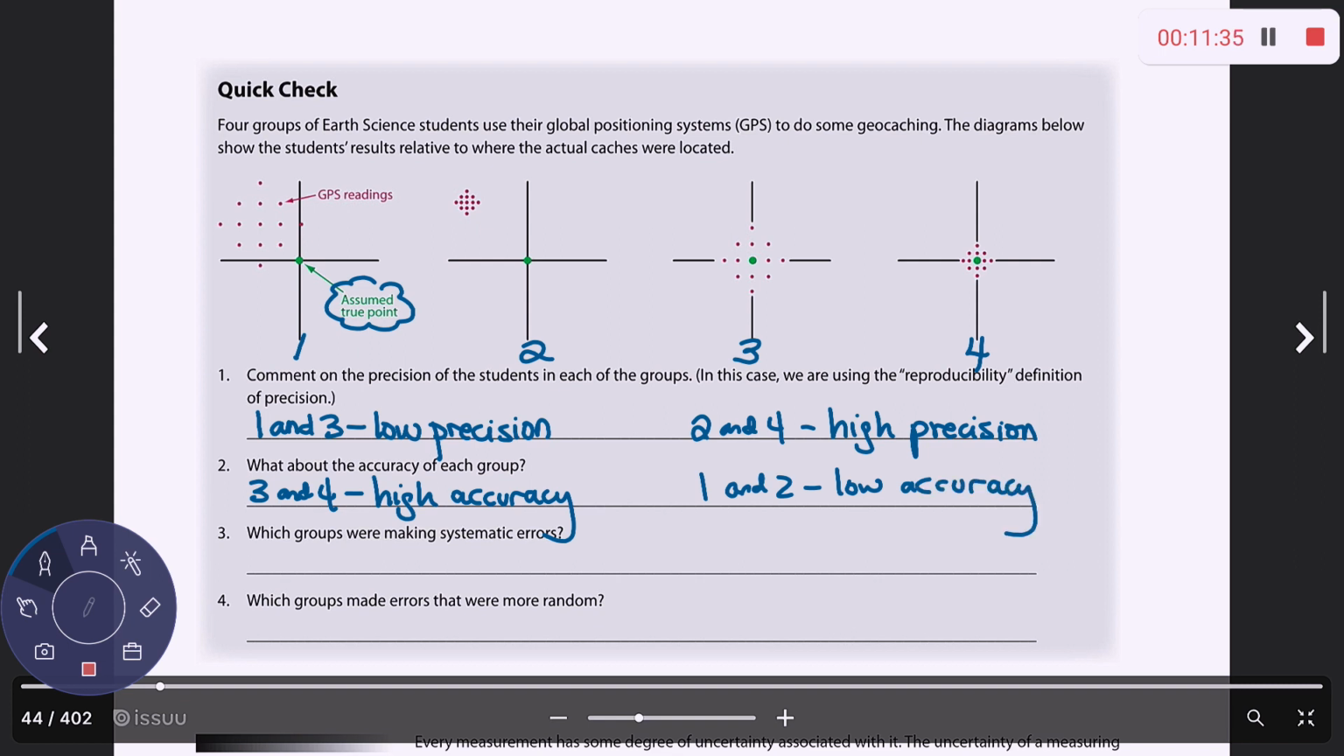And then let's talk about systematic error versus random error, okay? So on the previous page, it says that systematic error is when you have errors in the same direction. Which two groups seem to have errors in the same direction? 1 and 2. Yeah. So that means random errors would be in all directions, so that would be which groups? 3 and 4. Yeah.